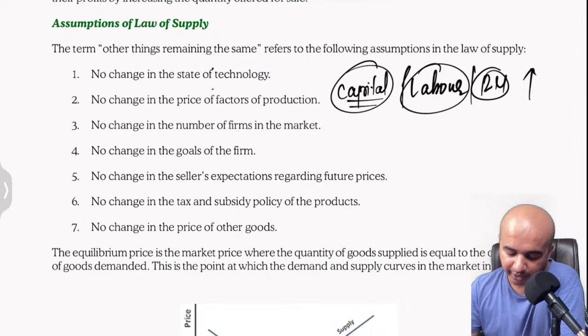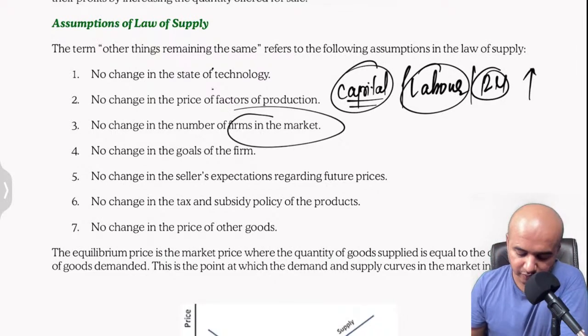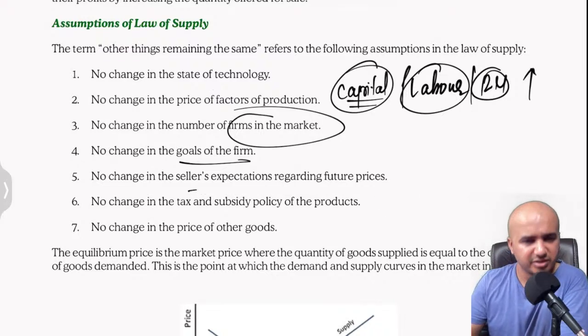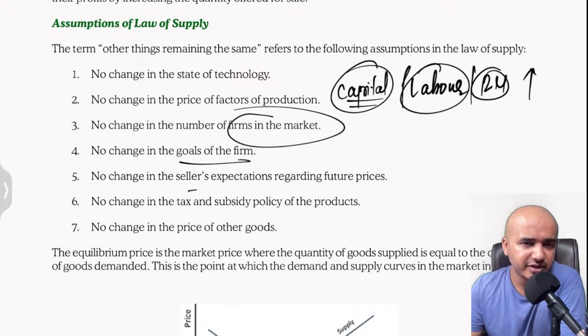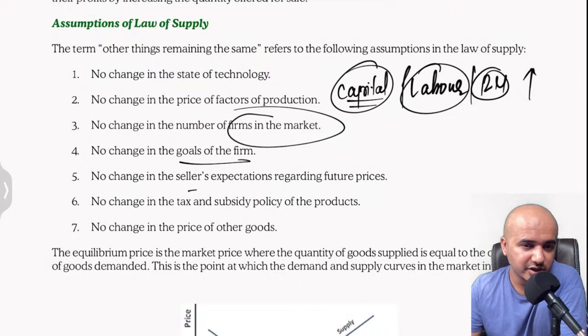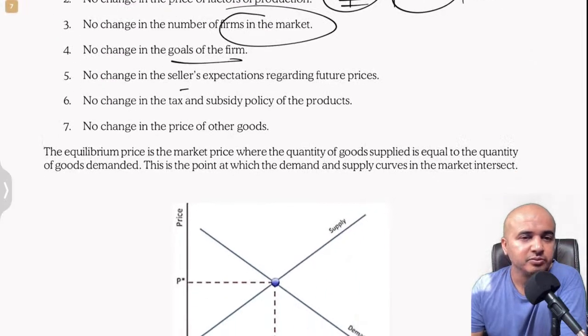No change in the number of firms in the market. This I have already covered. No change in the goals of the firm. Not very important. No change in the seller's expectation regarding future prices. In this case, what they're trying to say is seller means the vendor himself or the manufacturer himself. So if he thinks in future it will in fact increase more, maybe he will say, let it increase more, then I'll supply to the market. He himself might hold. So that situation may also exist. No change in tax and subsidy policy of the products. Again, this is self-evident. No change in the price of other goods. Okay, this we already see.